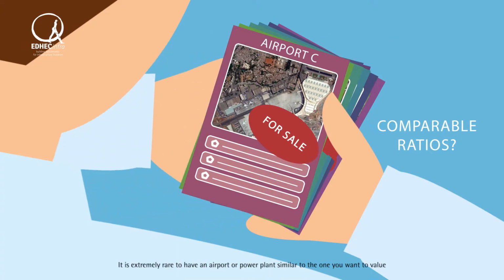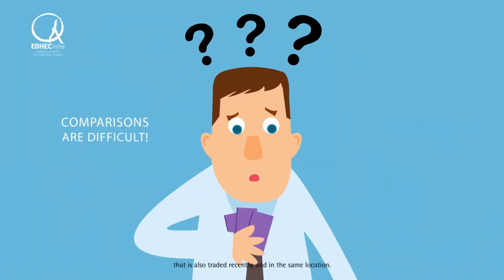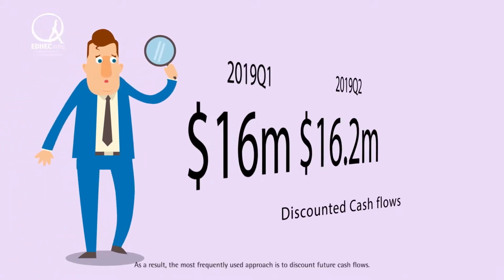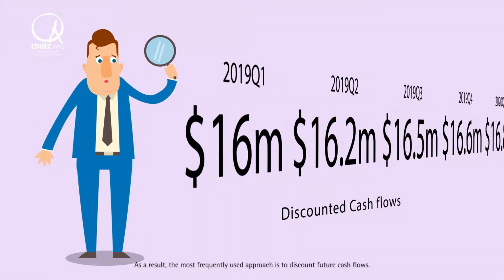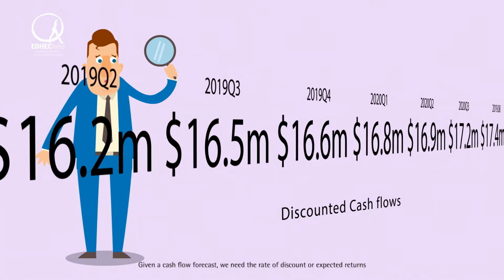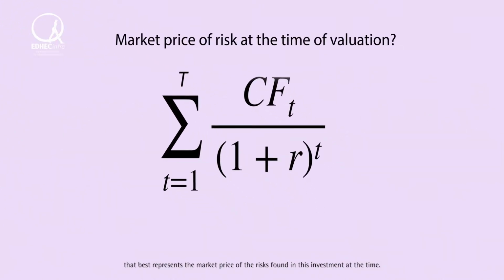It is extremely rare to have an airport or power plant similar to the one you want to value that is also traded recently and in the same location. As a result, the most frequently used approach is to discount future cash flows. Given a cash flow forecast, we need the rate of discount or expected returns that best represents the market price of the risks found in this investment at the time.